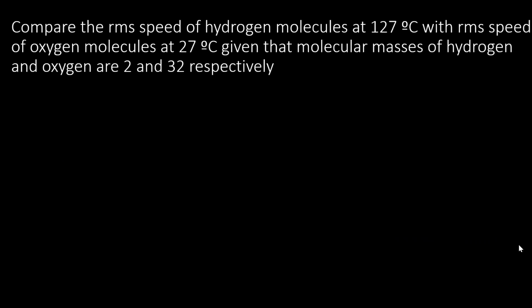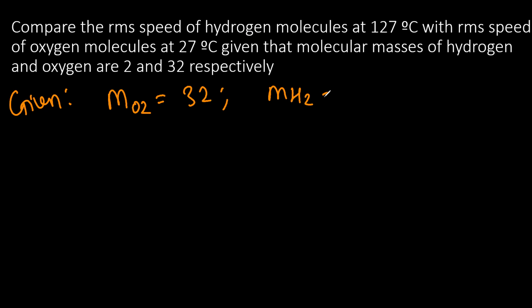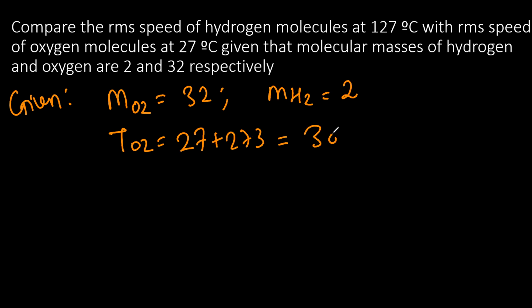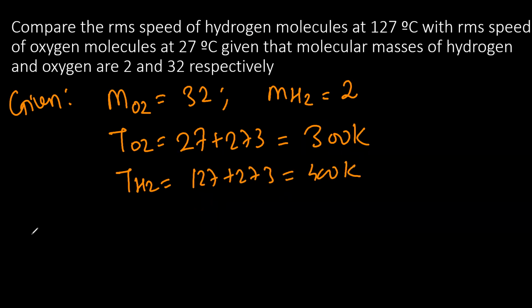Compare the RMS speed of hydrogen molecules at 127 degrees Celsius with the RMS speed of oxygen molecules at 27 degrees Celsius. So both are hydrogen and oxygen, and the molecular masses are given. So what is given? The molecular mass of oxygen is 32 and of hydrogen is 2. The temperature of oxygen is 27 degrees Celsius, plus 273 Kelvin, so this will become 300 Kelvin. And T of hydrogen is 127 plus 273, so it will become 400 K. And what do we need to find? The speed part. It will be the ratio of hydrogen upon oxygen. We need to find this. Sure, let's go for this one.